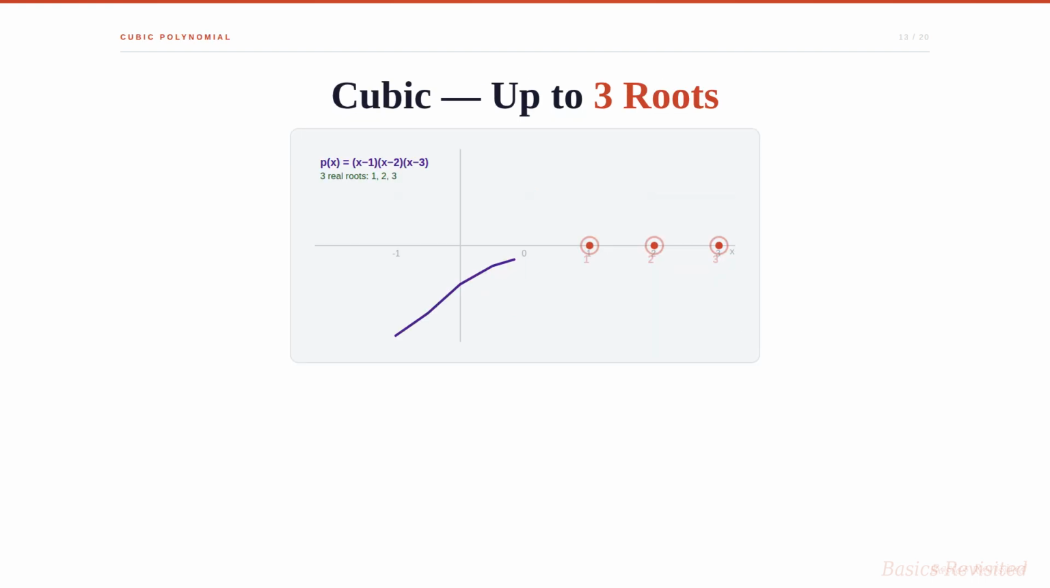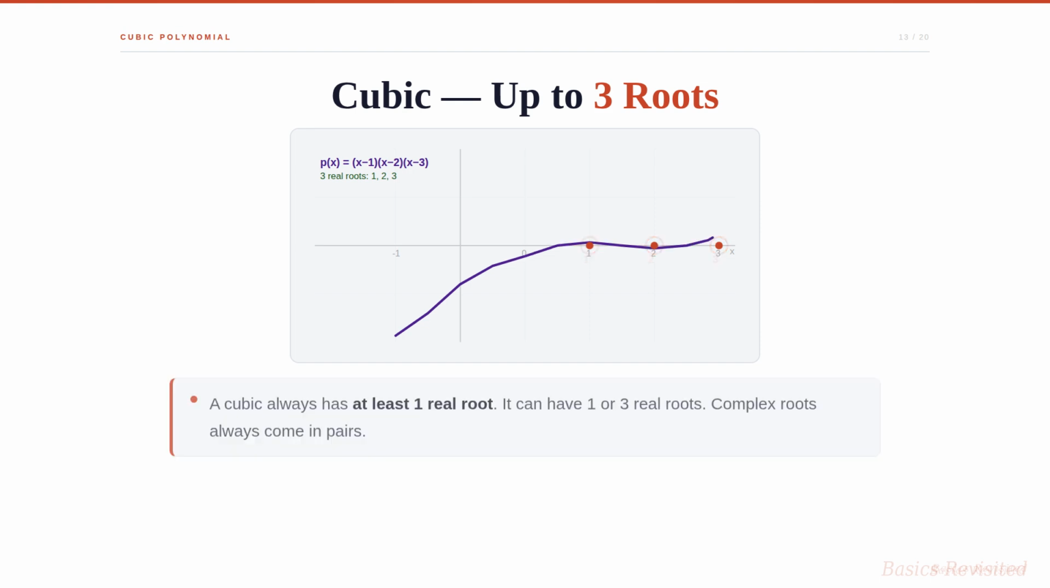A cubic polynomial forms an S-shaped curve. It can cross the x-axis up to 3 times. Here p of x equals (x minus 1) times (x minus 2) times (x minus 3). The 3 roots are 1, 2, and 3, shown by blinking circles. A cubic always has at least 1 real root, because complex roots come in pairs, so a cubic has either 1 real root or 3 real roots.